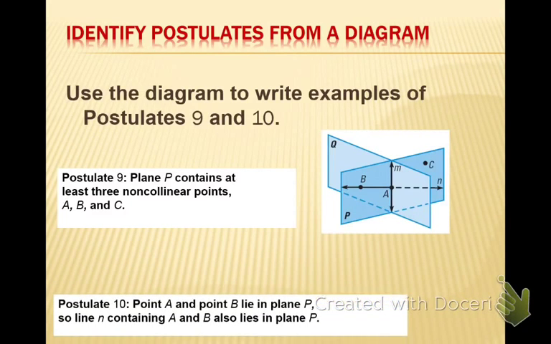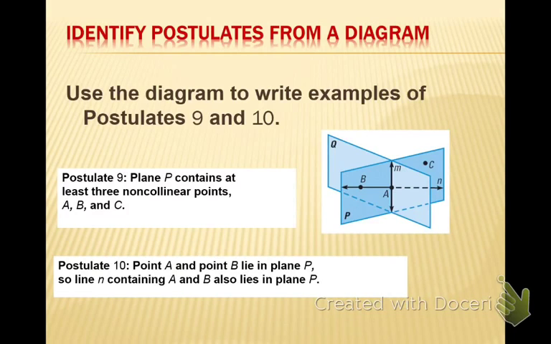Let's see how the author said it. So he said points B and A lie in plane P, so line N containing A and B also lies in plane P. All right. Okay, does everybody have it?